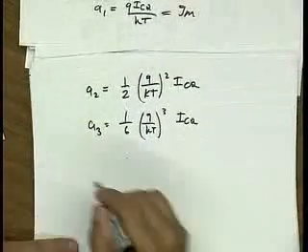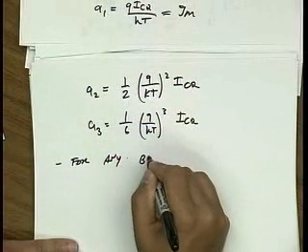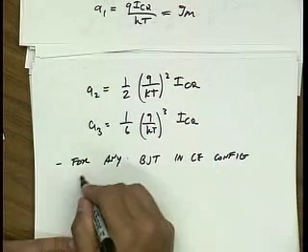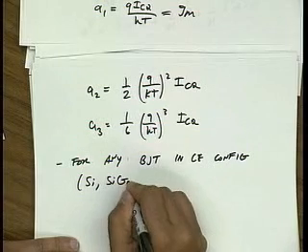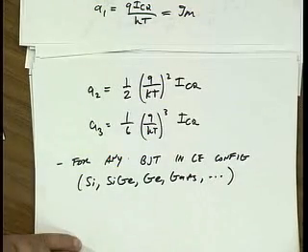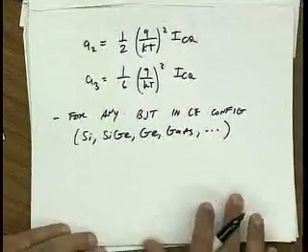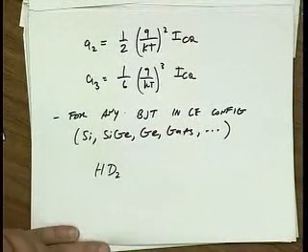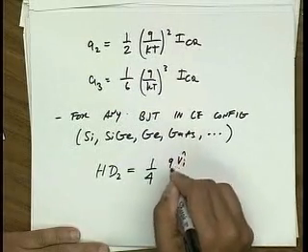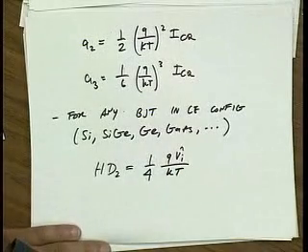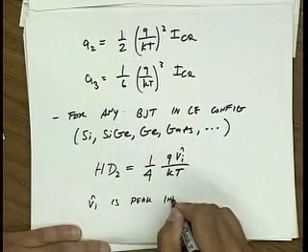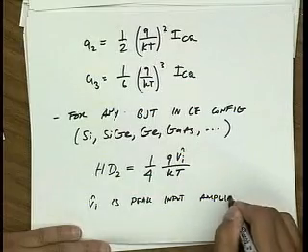Well, this is a pretty powerful result. What we've shown is that for any BJT in common emitter configuration, and this could be a silicon BJT, a silicon germanium BJT, a germanium BJT, a gallium arsenide BJT, because all BJTs have this exponential, universal characteristic, for all of these circuits we found that HD2 that's generated is 1/4 Q times the input amplitude normalized to KT over Q. Okay, so V input is the peak input amplitude.